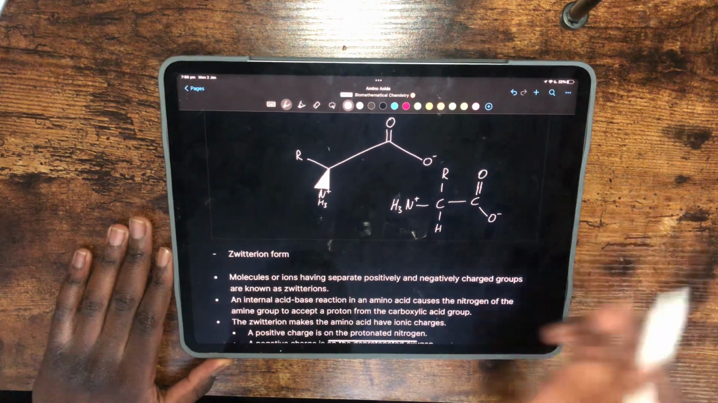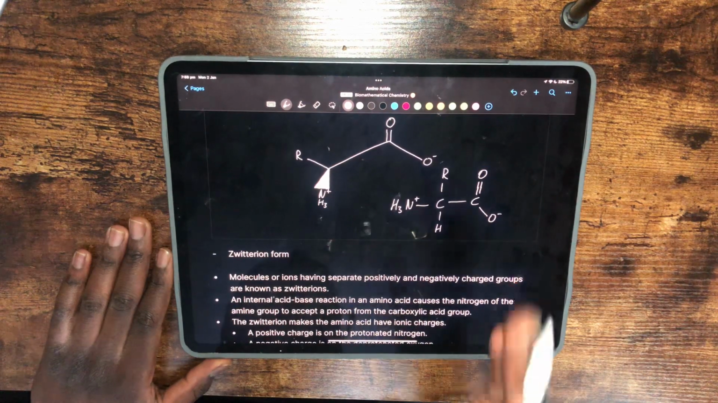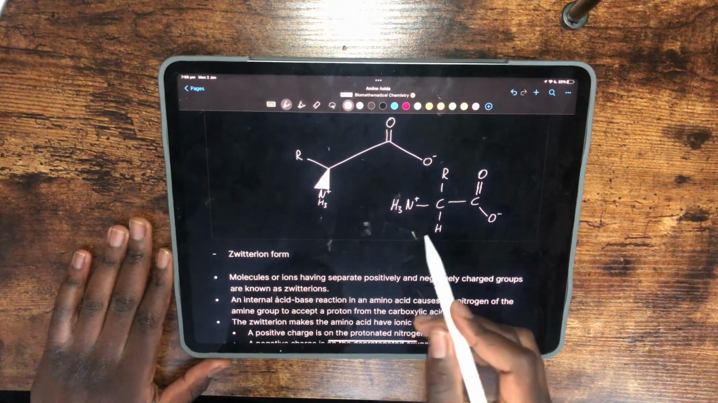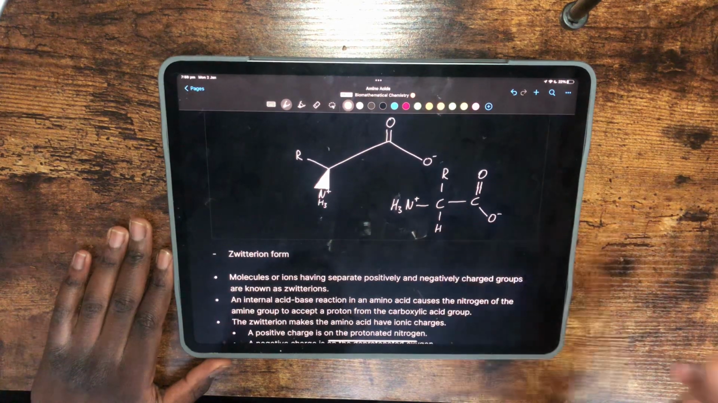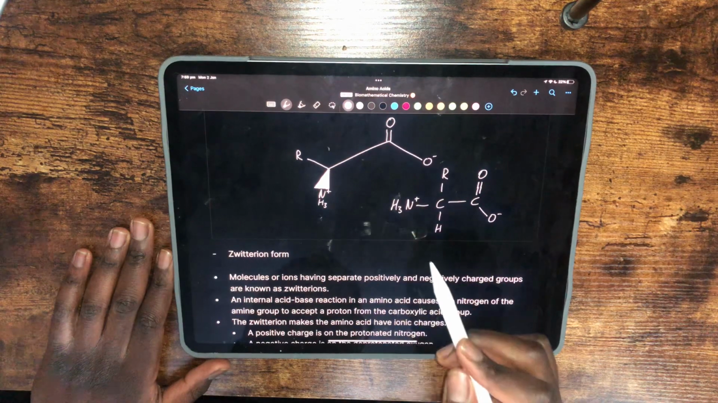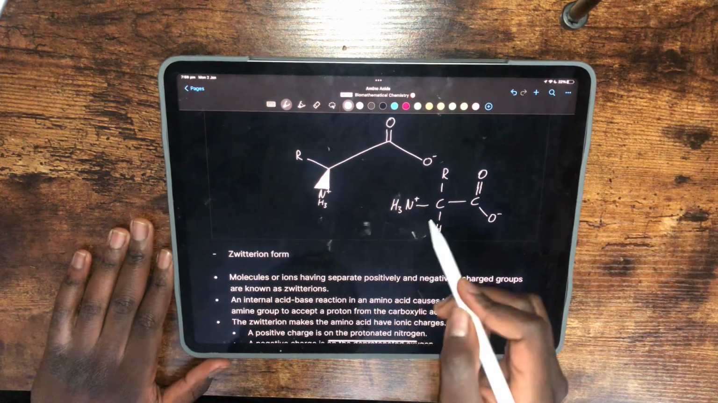So if a basic reaction is happening, the only basic reaction that could happen apart from the R group, whichever one it is, is with the amine group, which will accept a proton and become NH3 plus.